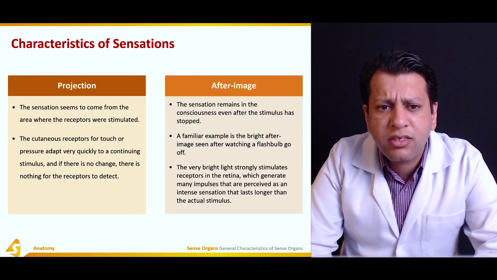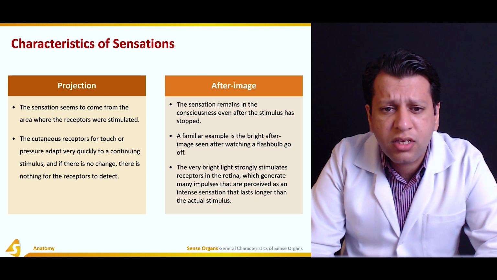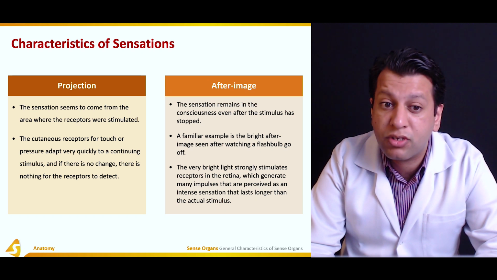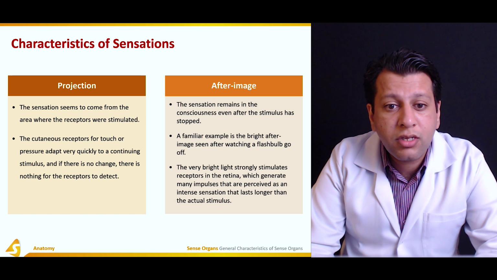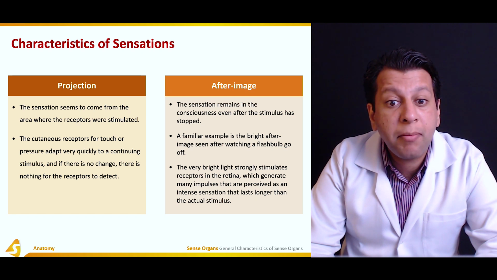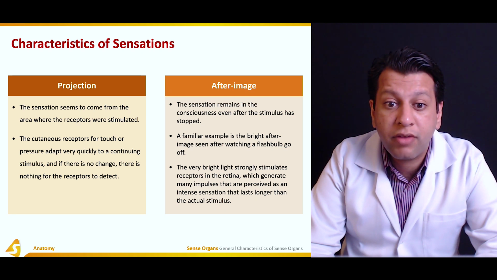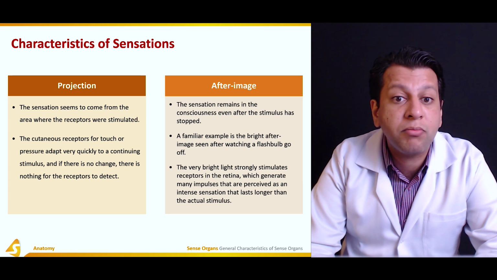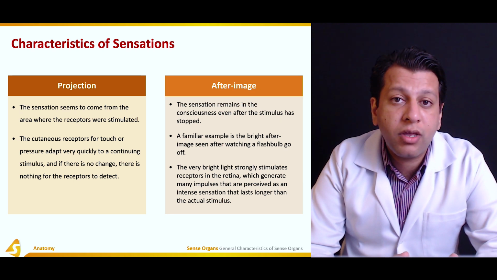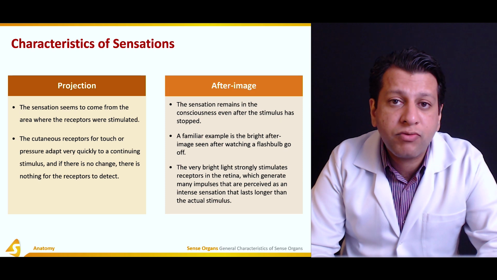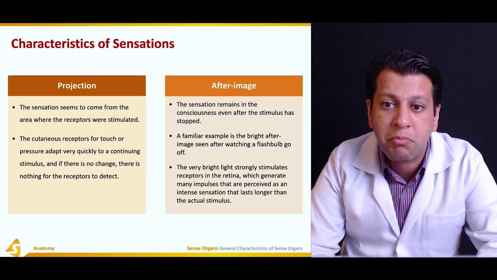What are the characteristics of sensation? The sensation seems to come from the area where the receptors were stimulated. The cutaneous receptors for touch or pressure adapt very quickly to continuous stimulus. If there is no change, there is nothing for the receptors to detect. So, if the receptors of the hand were stimulated, our somatosensory cortex will know that the receptors on the hand are being stimulated. So, there is something on the hand which has been happening.